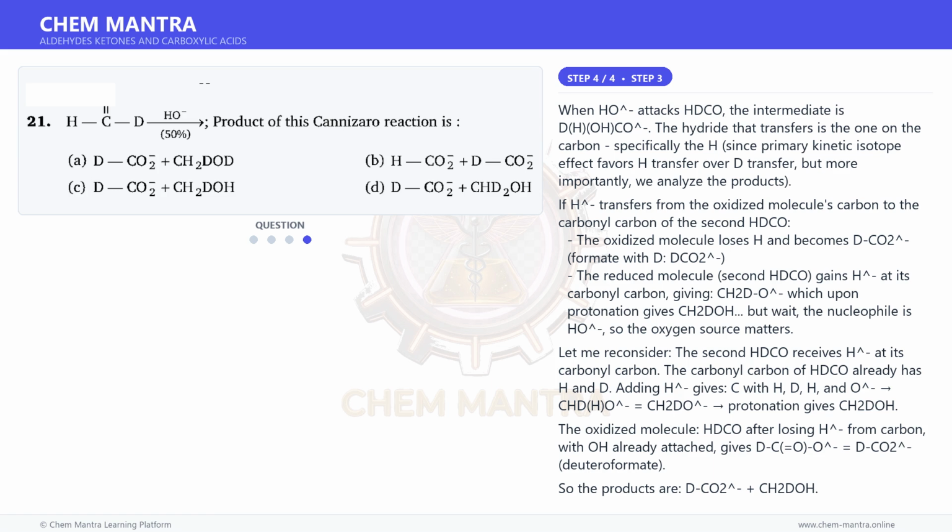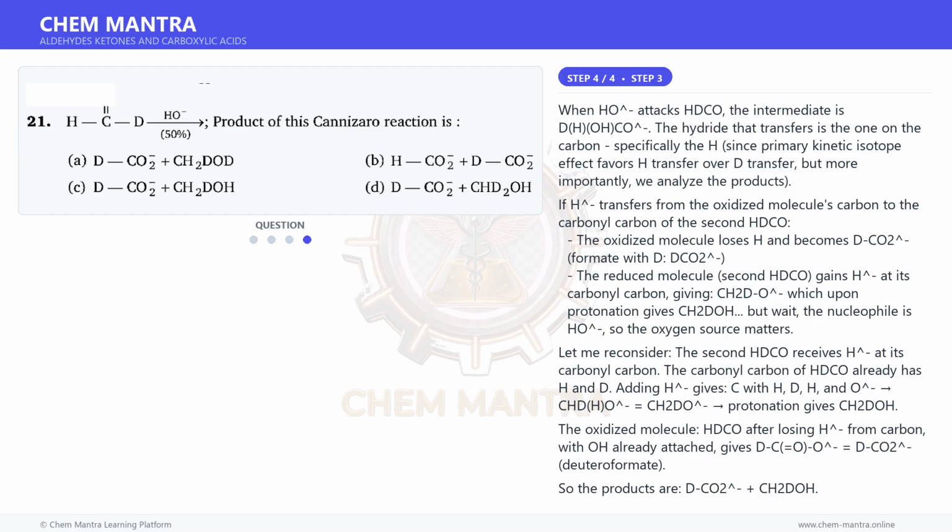Let me reconsider. The second HDCO receives H at its carbonyl carbon. The carbonyl carbon of HDCO already has H and D. Adding H gives C with H, D, H, and O: CH2D-O-. Protonation gives CH2DOH. The oxidized molecule, HDCO, after losing H from carbon, with O already attached, gives DC(=O)O-, deuteroformate, DCO2-. So the products are DCO2- plus CH2DOH.